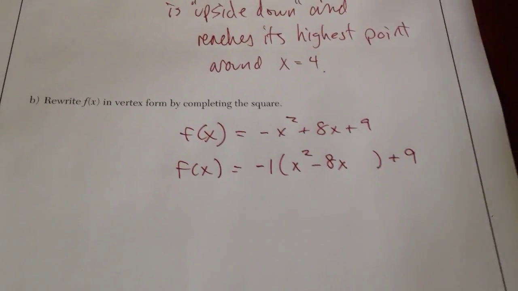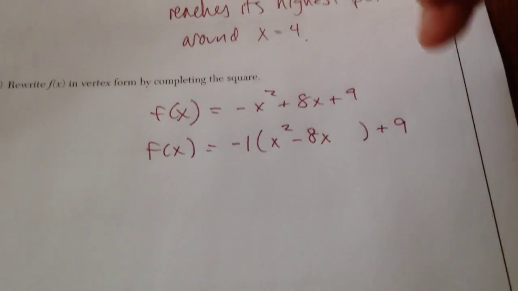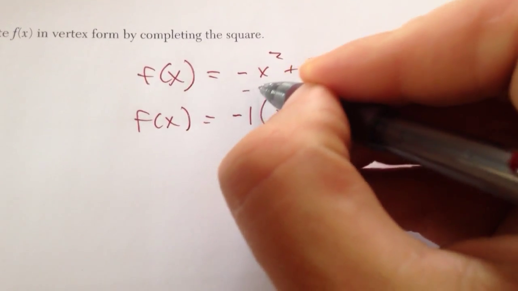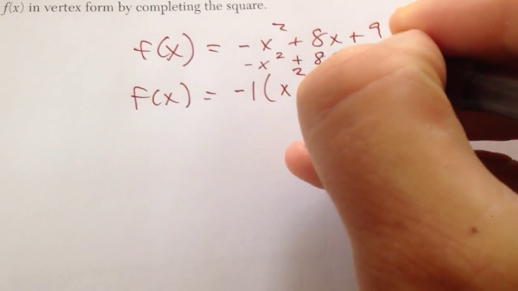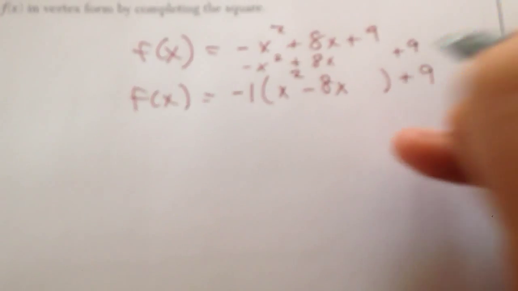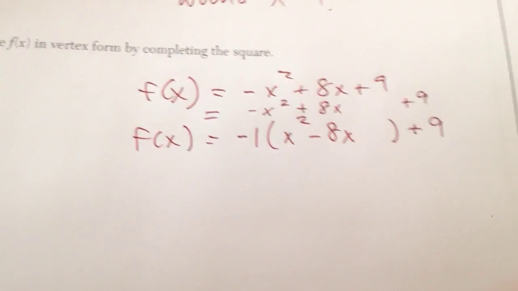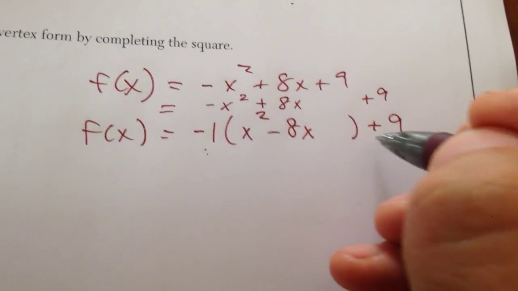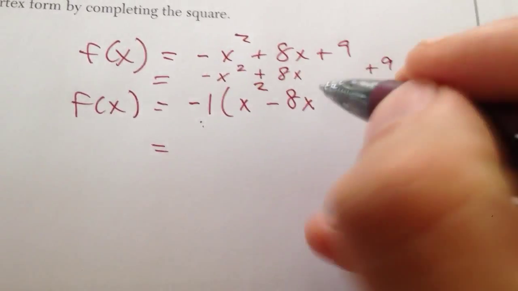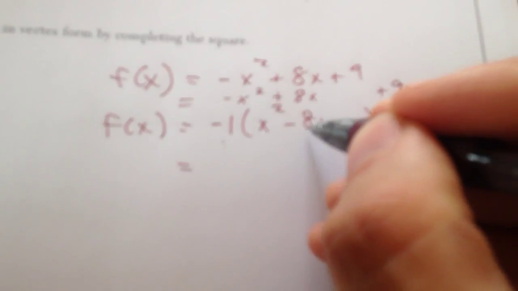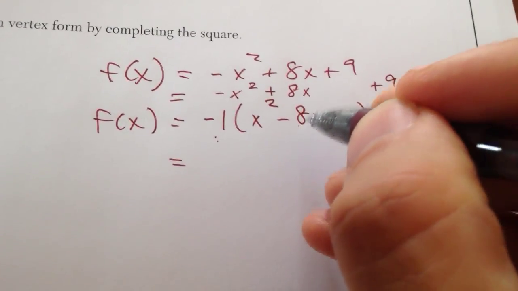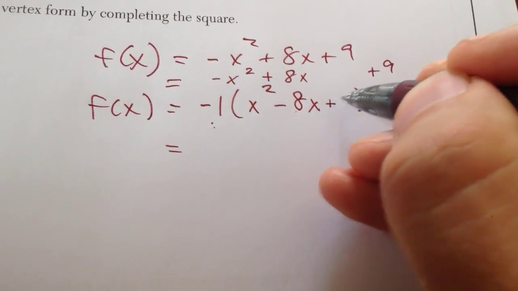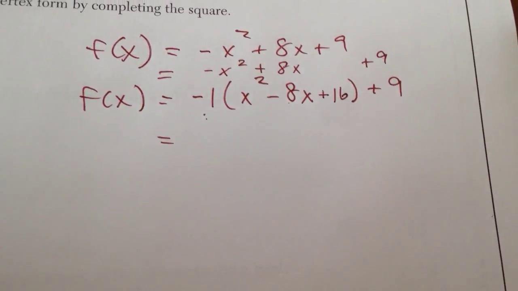Now, rewriting this in vertex form by completing the square, what you're essentially going to do is separate. I missed a step in here. You're going to separate -x squared plus 8x, and then put plus 9. But you're going to factor out a -1 just from this binomial. You're going to leave plus 9 over here. Now, completing the square, remember we are taking half of this and squaring it. So half of 8 is 4. 4 squared is 16. So I put plus 16 in here.